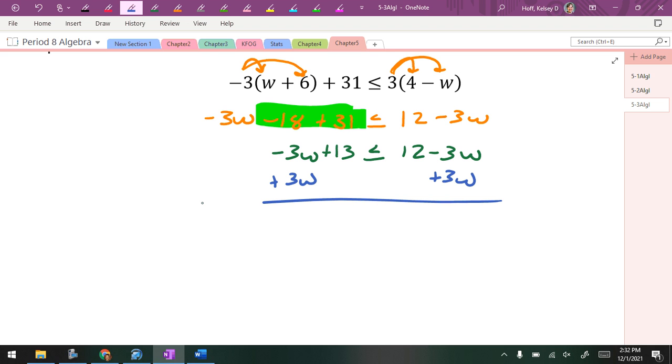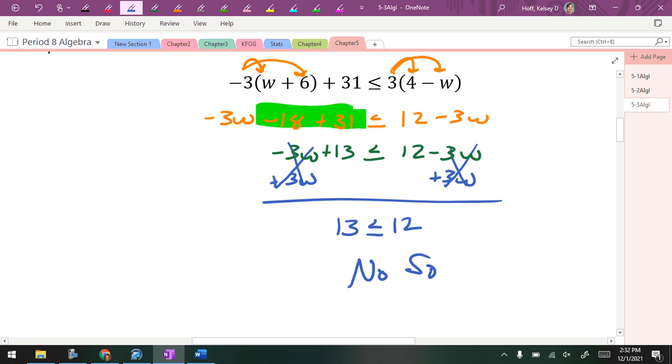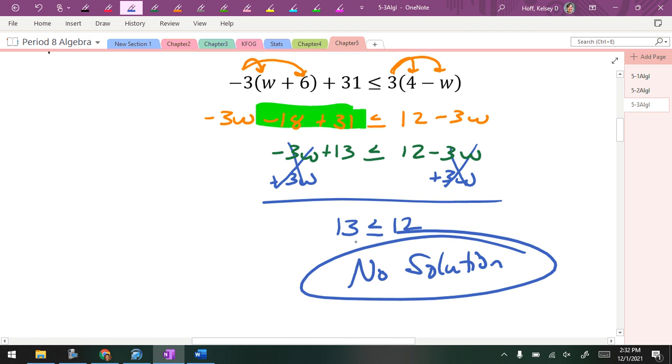So when you have 0 of something, do you normally write it? Normally, what do we do with it? We cross it off, right? So what do you end up with? Say it again. No solution. Because 13 is not less than or equal to 12.